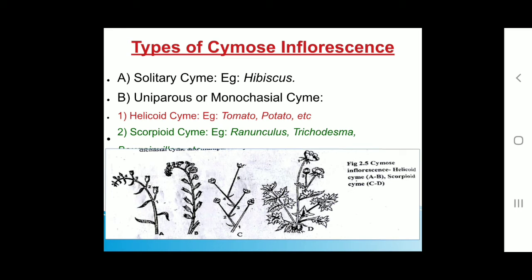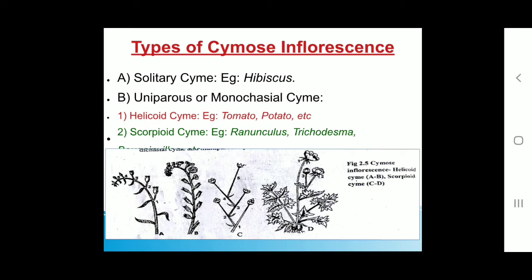So out of these, first we see the first type of cymose inflorescence, that is solitary cyme. If only one pedicellate flower is produced at apical or axillary position, it is called as the solitary cyme. The inflorescence axis and pedicel of flower can be easily differentiated from each other due to distinct articulation between them. Example, hibiscus.